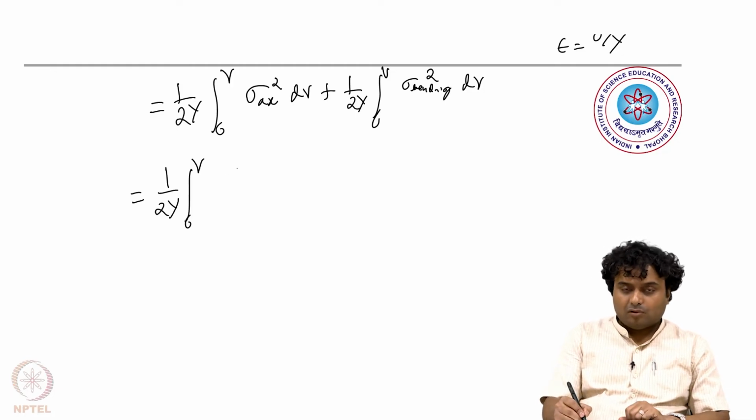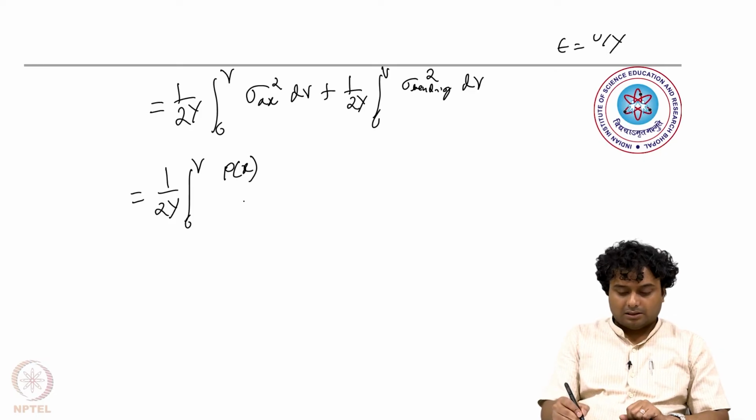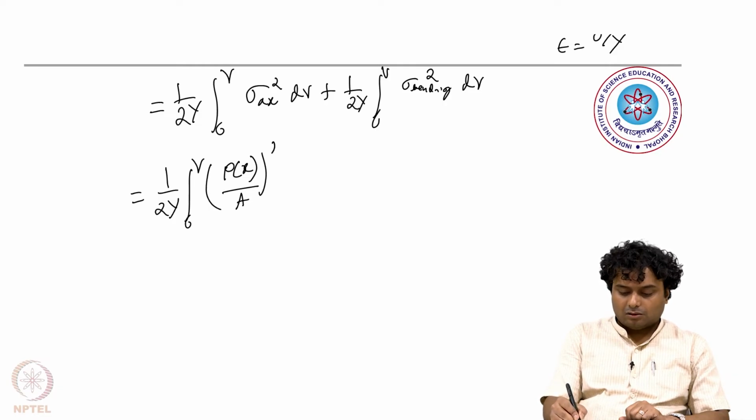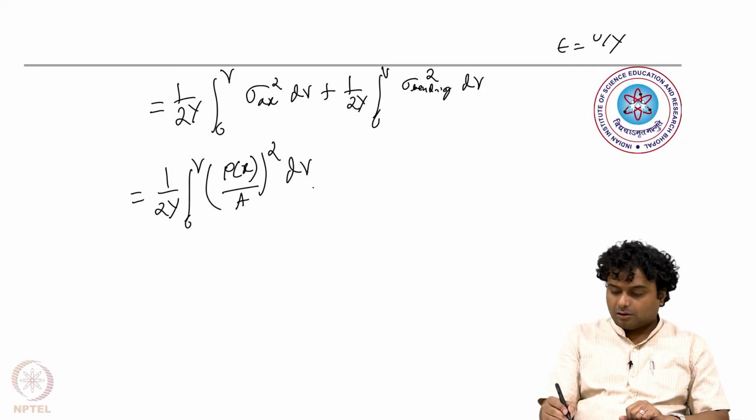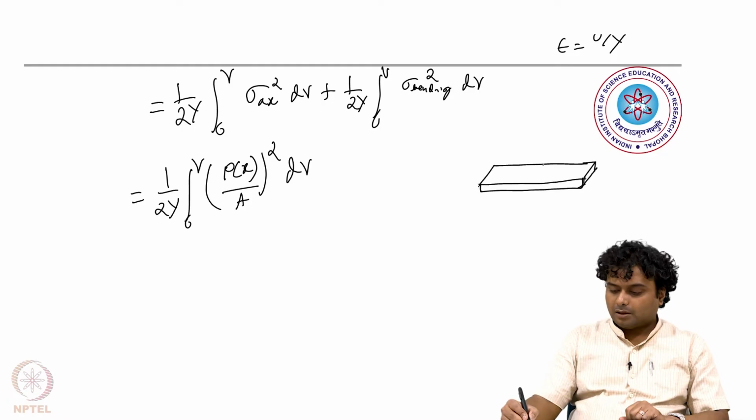So let's assume the force at any point x in x direction is Px, okay, then it will be Px by A whole square dV, or we can write dV as A dx. Why? Because this is our beam and this dV is like this cross section, okay, and here this is x direction, let's say, and this is y direction.